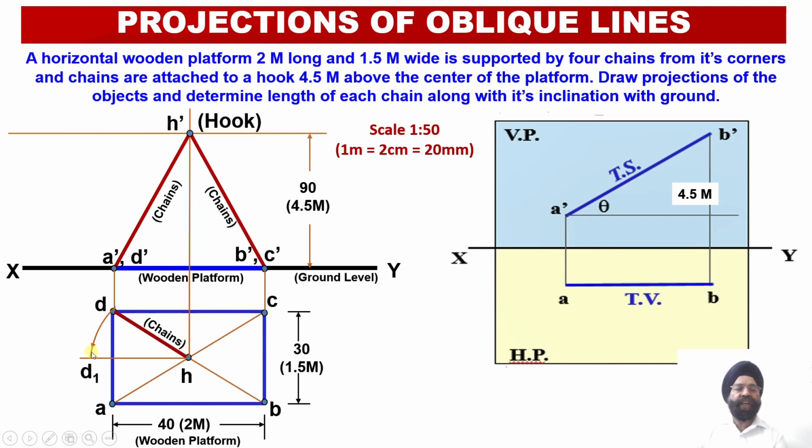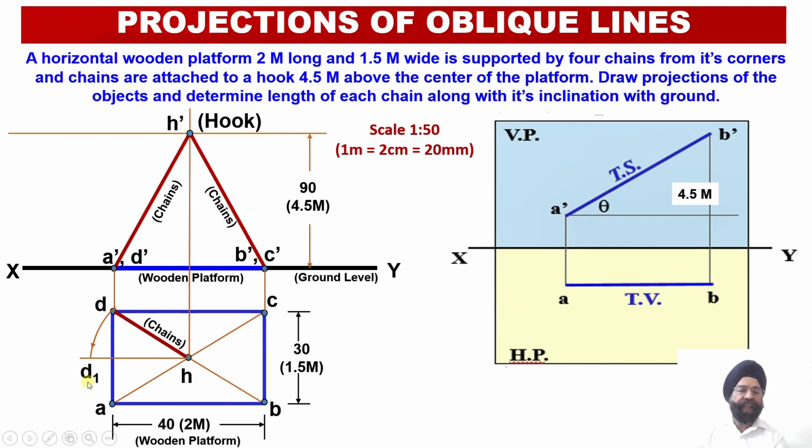So through this rotation we have been able to obtain the apparent length corresponding to the chain HD, that is HD1 over here. So this apparent length has now become parallel to the vertical plane. Now from this point we are going to draw a vertical projector line onto the vertical plane, and the point of intersection with the vertical plane will provide us with the true length of this particular line or the chain in the front view.